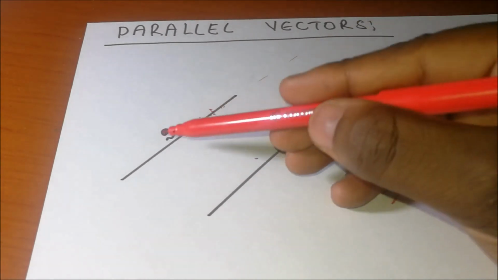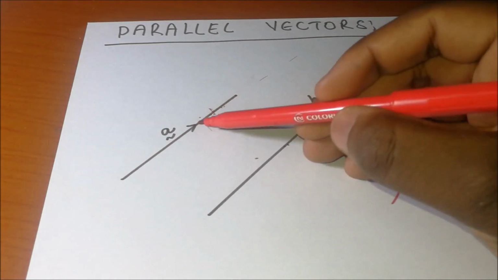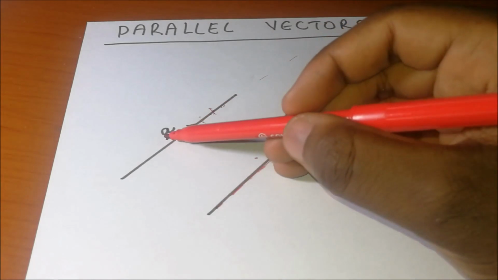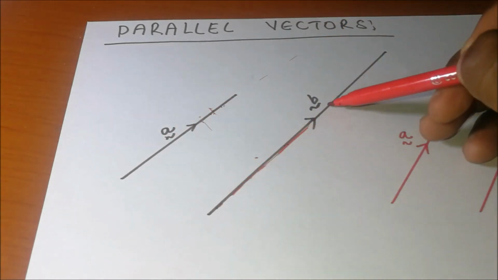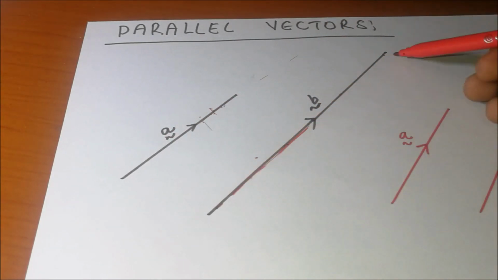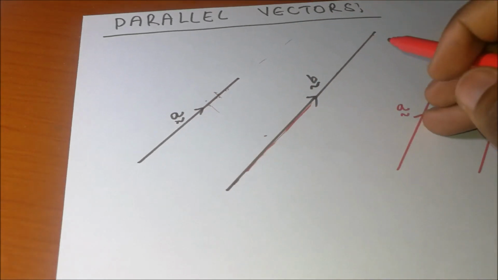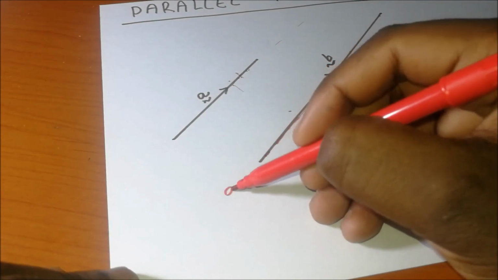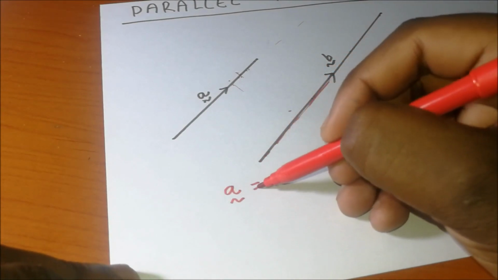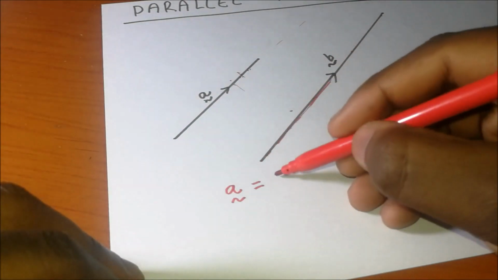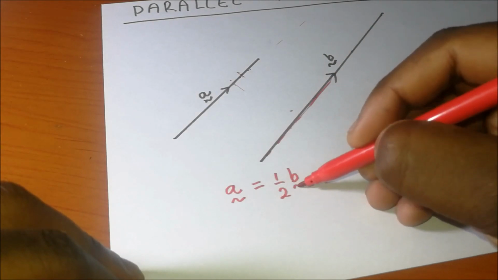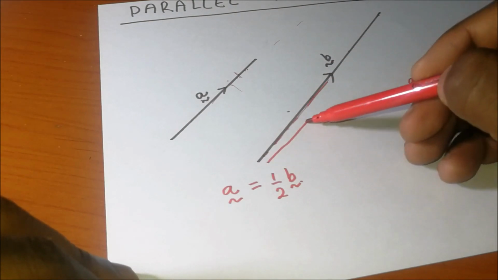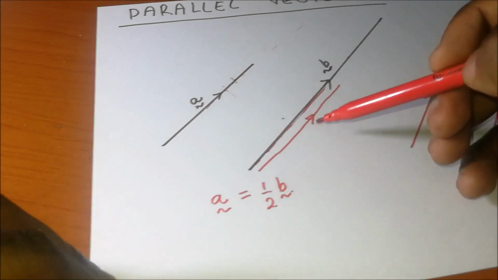than the other. If you're to look at this line, it is probably half this line. In other words, if this is line A, this is twice the length of this line. So this would mean that vector A is equal to halfway vector B. In other words, I would have to draw A one time.